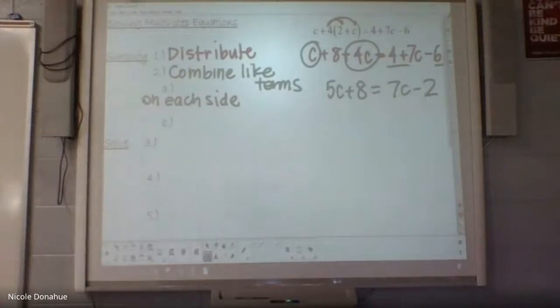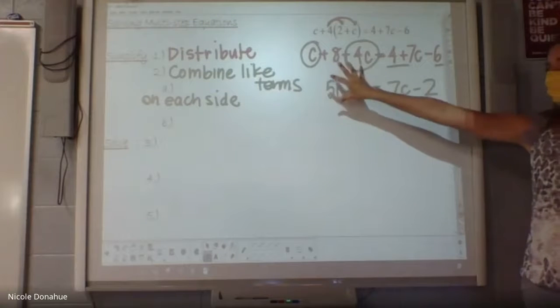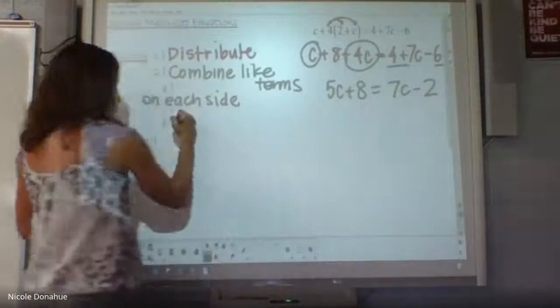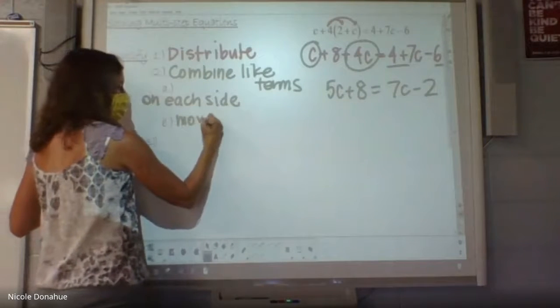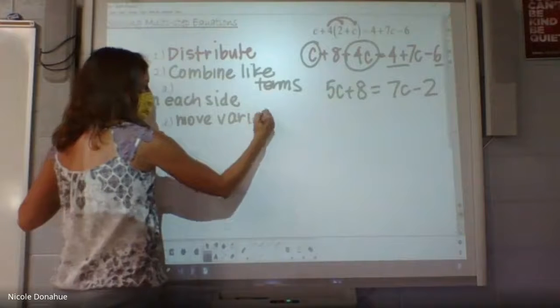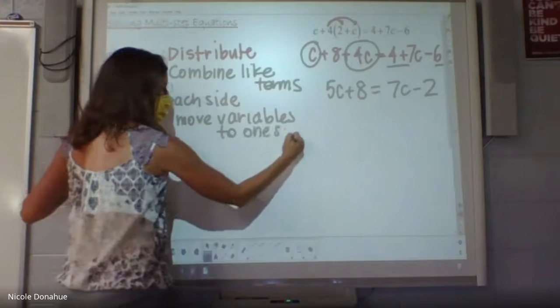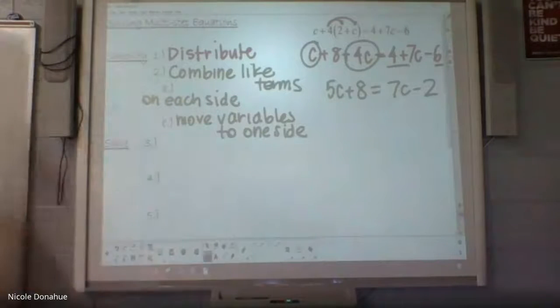Now my step B is where I want to bring all the C's to one side of the equal sign. That's my next step that I like to do. It's not the only way to get to this answer, but I like to move the C's all to one side. So I'm going to put all the variables on one side. I usually move the smaller variable over, but I'm going to put all the variables on one side.